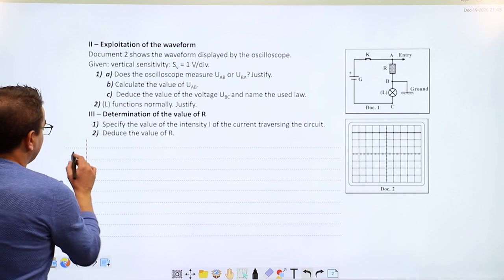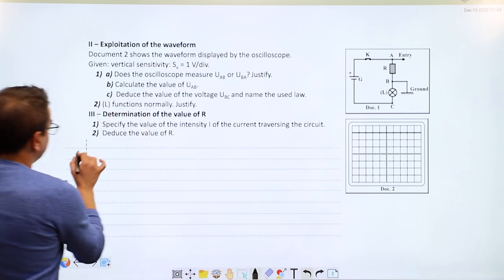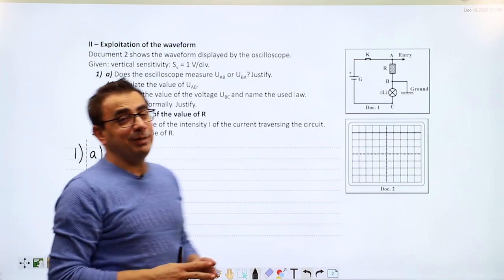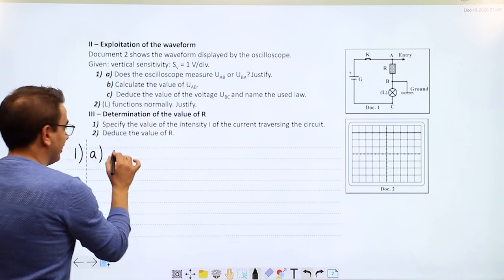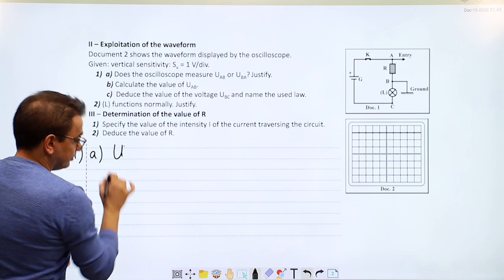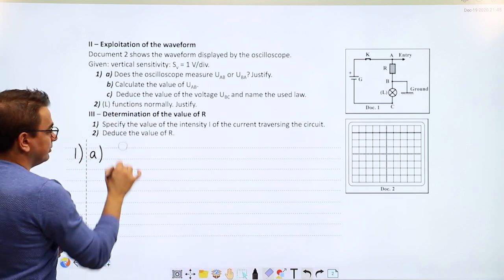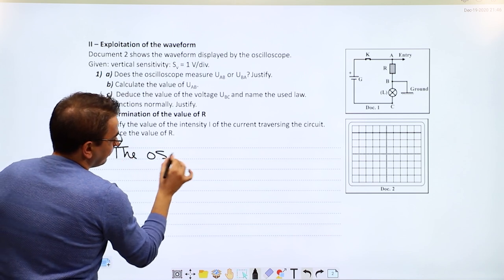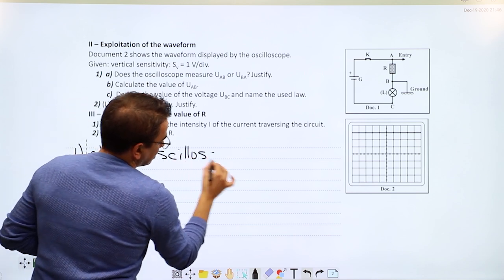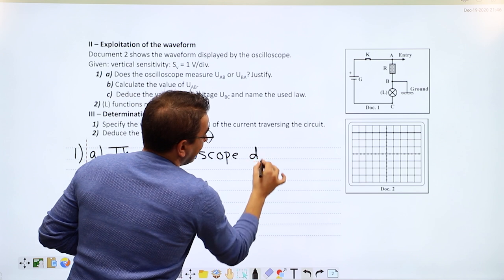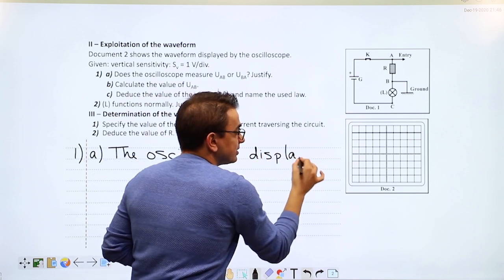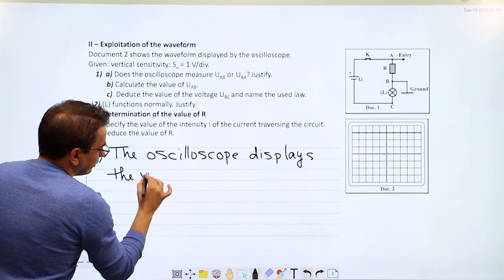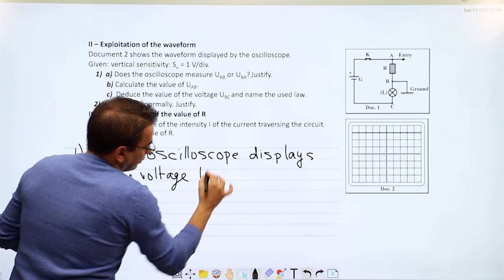Part 1a. Does the oscilloscope measure UAB or UBA? Instead of answering directly, I will explain. As we know, the oscilloscope displays or measures or shows, any verb can be used, the voltage U, Y, com.